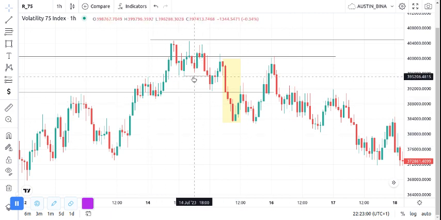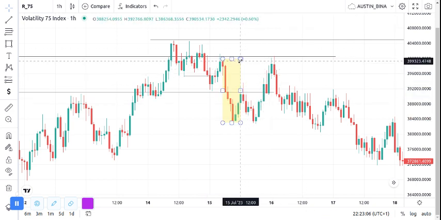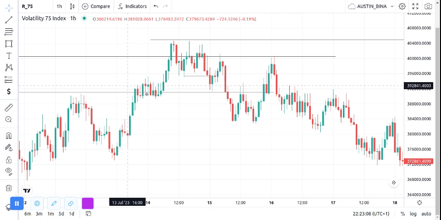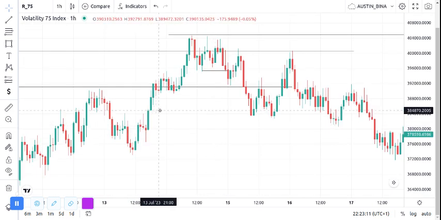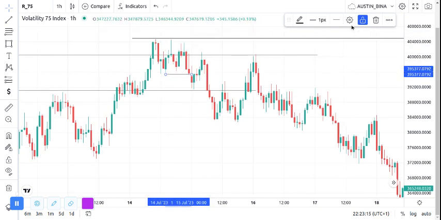Price, there was a shift in market structure, guys. There was a shift in market structure, right? This market structure was shifted, right? So that is just it. Or a change of character. There was a change of character in this market. Look at what happened. This is a change of character, right?